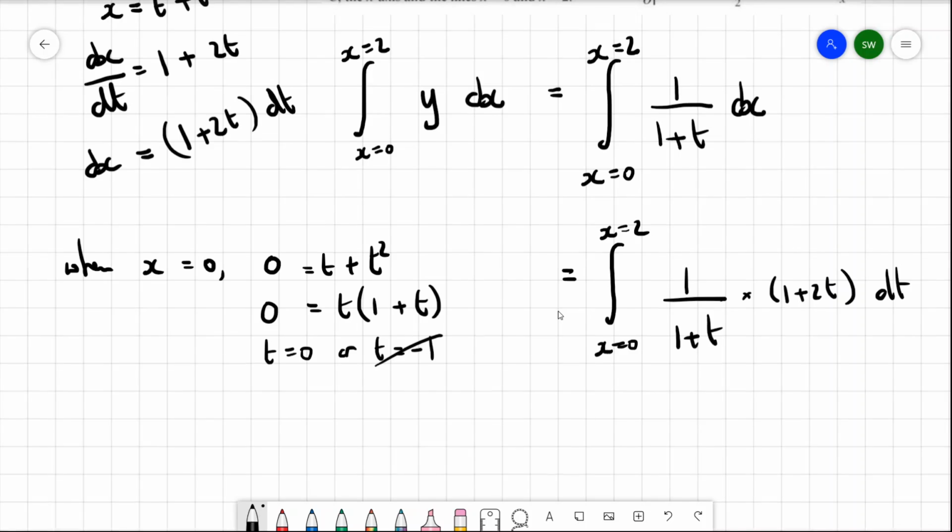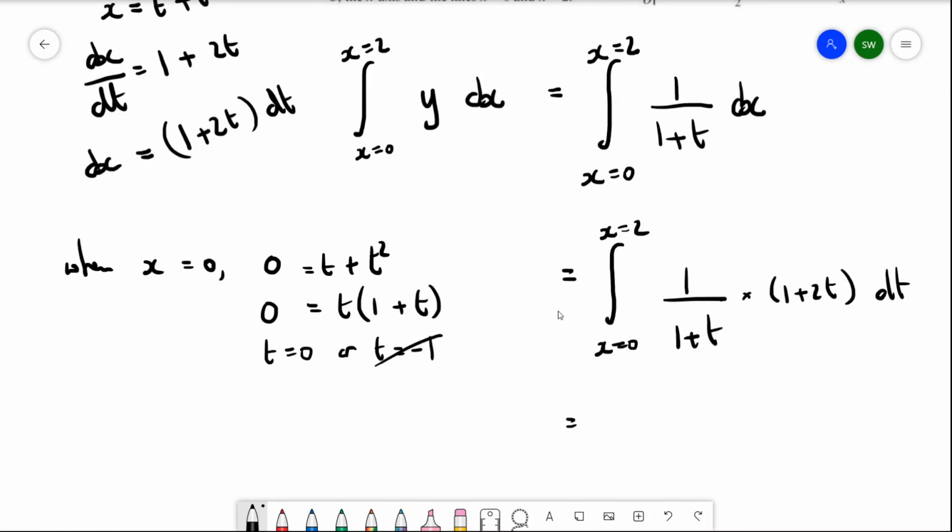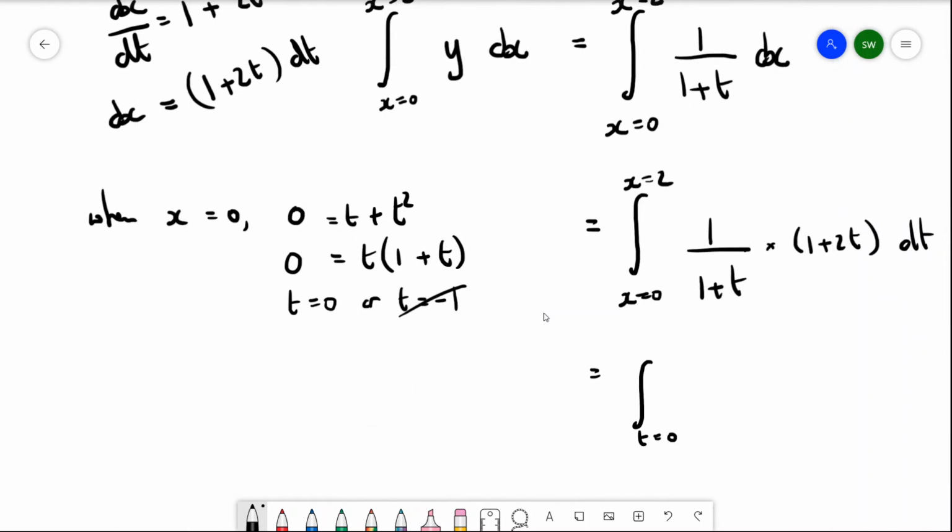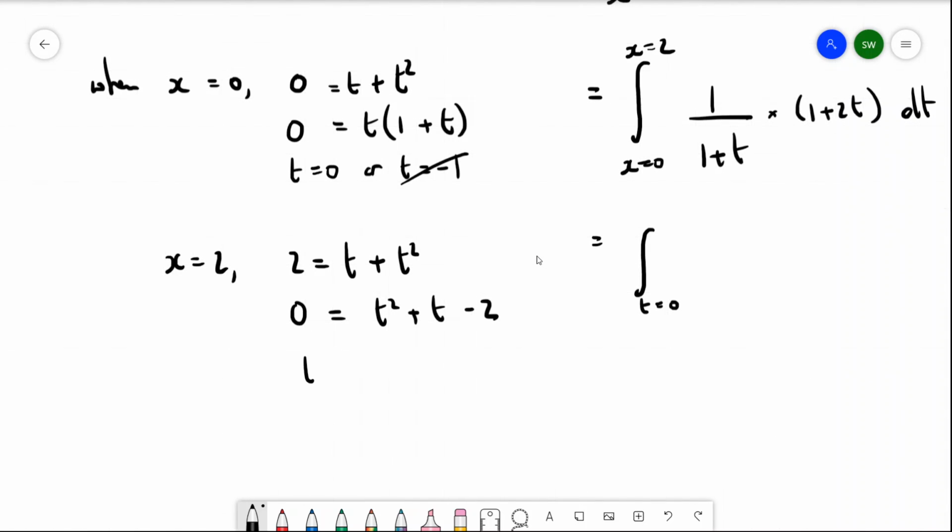So that means that I can replace the lower limit with t equals 0. They're equivalent to each other. And similarly, with the top limit, when x equals 2, I know that 2 is equal to t plus t squared. So 0 equals t squared plus t minus 2. So we've just got a quadratic here, and this has solutions of t equals 1 or t equals minus 2.